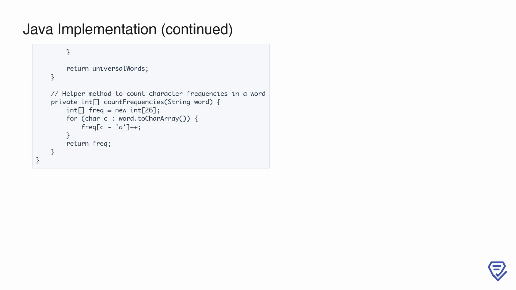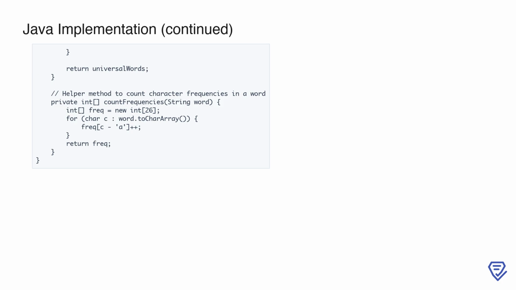To support the above logic, we use a helper method called countFrequencies. This method takes a single word as input and creates an array of size 26 to represent the frequency of each letter from A to Z. By iterating through the characters of the word, we increment the corresponding index in the frequency array based on the character's ASCII value. This simple utility makes it easy to compute and compare character frequencies efficiently. With these components in place, the solution is structured to handle the problem requirements effectively while maintaining clarity and modularity in the code.